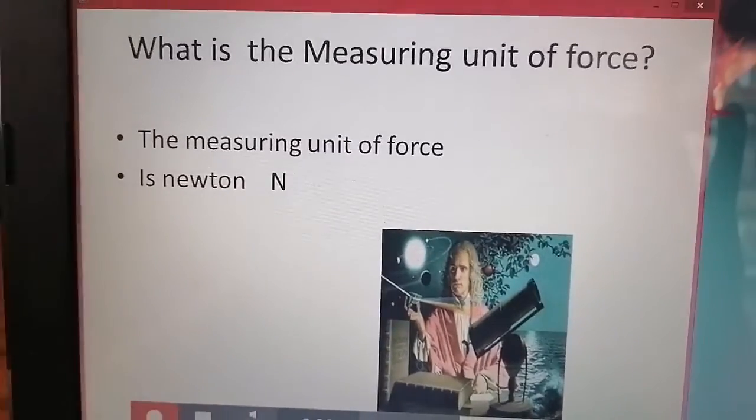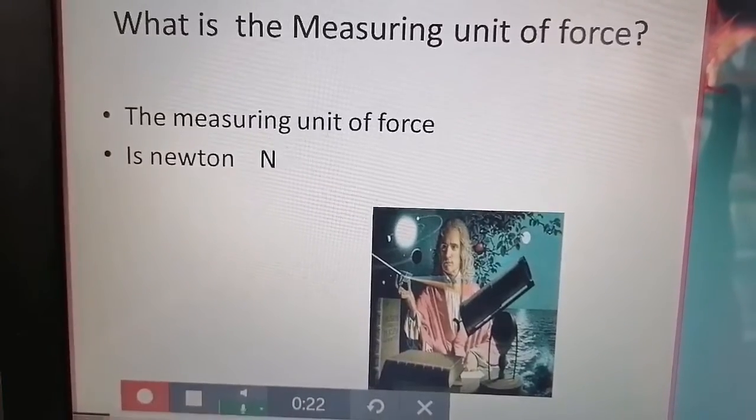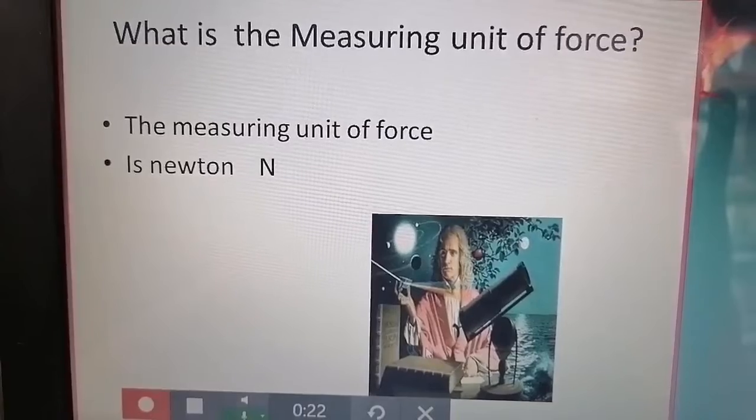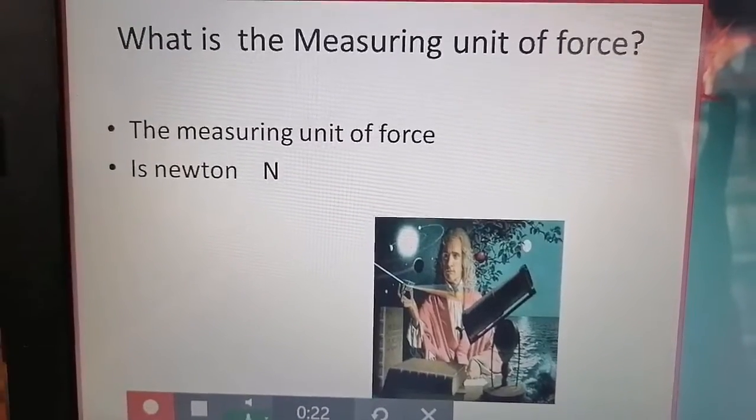So what is the measuring unit of force? How can I measure the force? The measuring unit of force is Newton, and when we write it, we write the Newton with a capital letter.